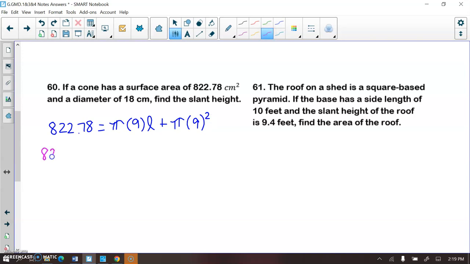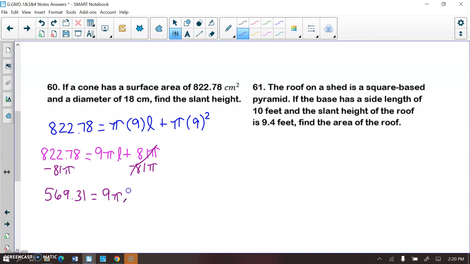Going from here, I have 822.78 is equal to 9 pi L plus 9 squared, which is 81 pi. Subtracting that 81 pi from both sides, I'm going to get 822.78 minus 81 pi. In my calculator, it comes out to be approximately 568.31. And that's equal to 9 pi L.